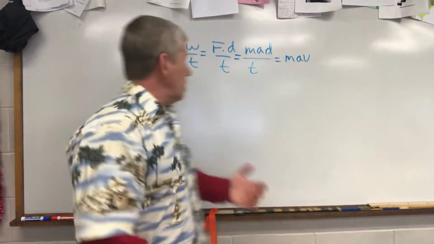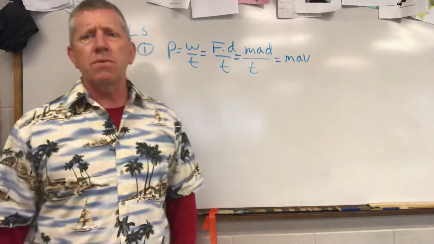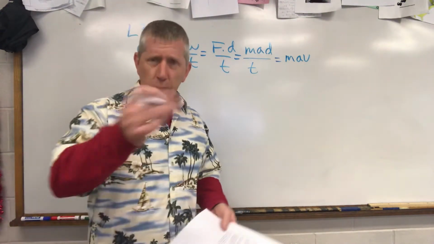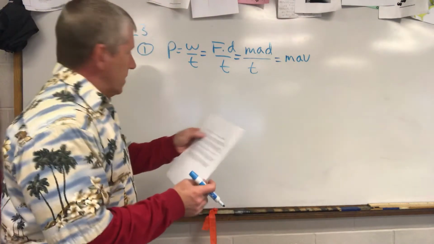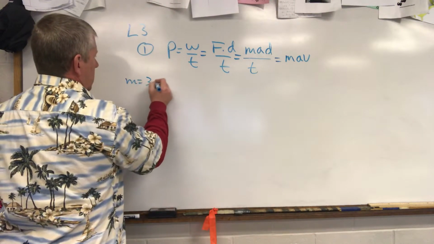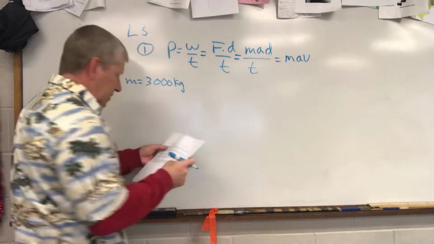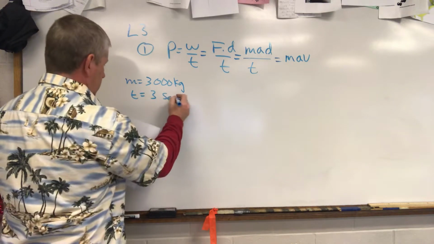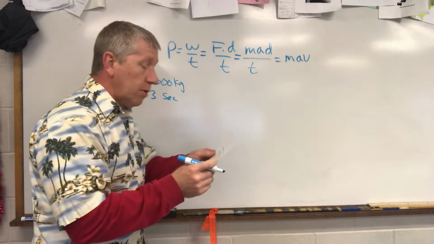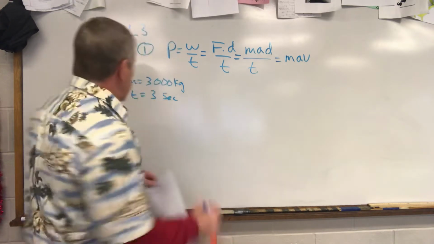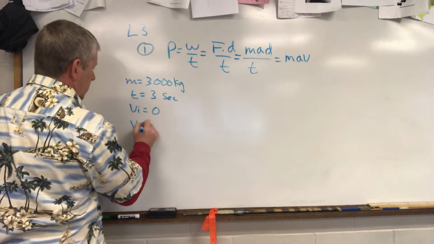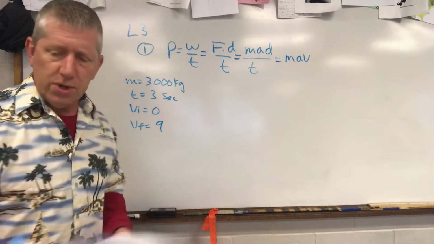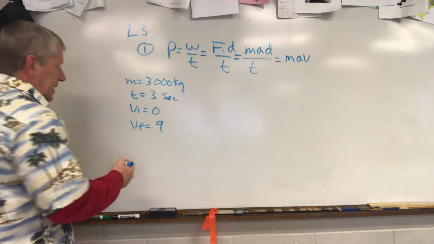Okay, so we have different versions of the power equation, and sometimes one is more handy-dandy than another one. So let's take a look at this problem and see which one we might want to use. Okay, we have the mass of the car, 3,000 kilograms, 3 seconds, so we have a time, 3 seconds. The car starts from rest, so initial velocity is 0, final velocity is 9 meters per second, and there's a friction force of 500 newtons slowing this thing down.